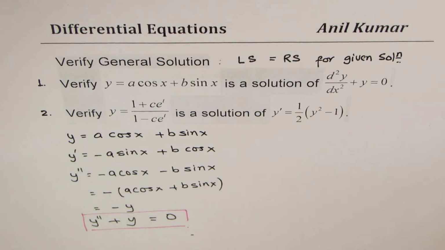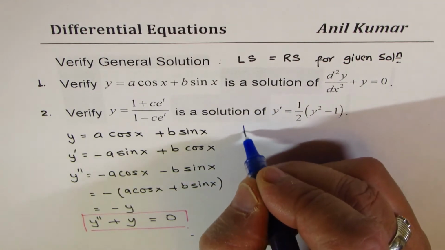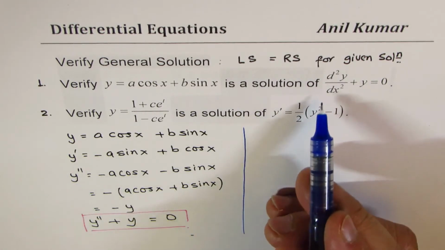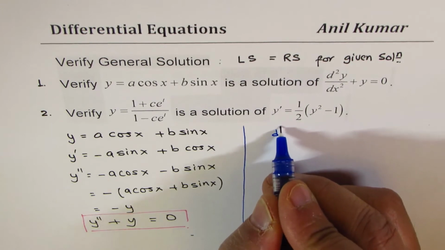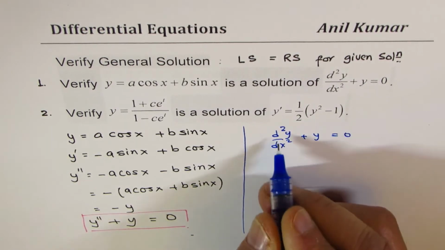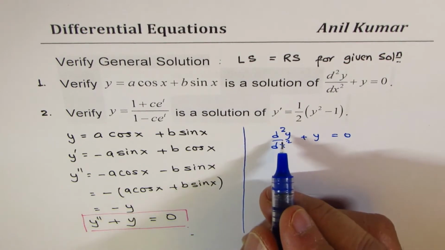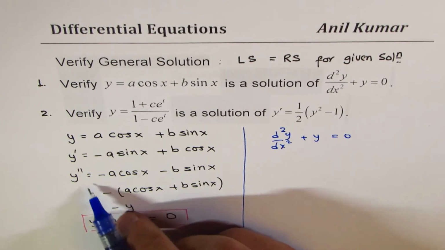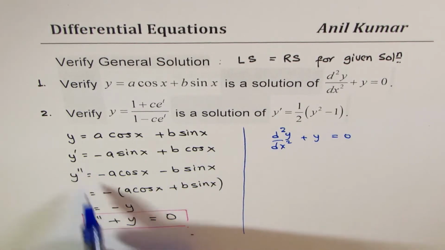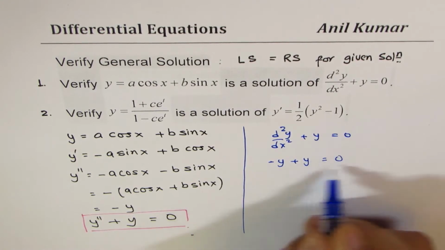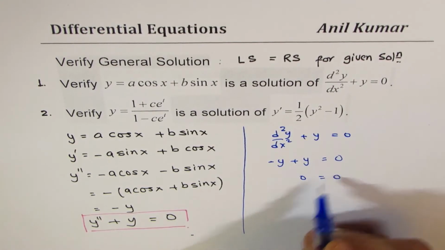So if I substitute, some of you, what you can do now is very clear. You could substitute this second derivative there, right? So the equation was d2y over dx squared plus y equals 0. I could substitute d2y as minus y. I could write this as minus y plus y. We know that is equal to 0, so we know 0 equals 0.